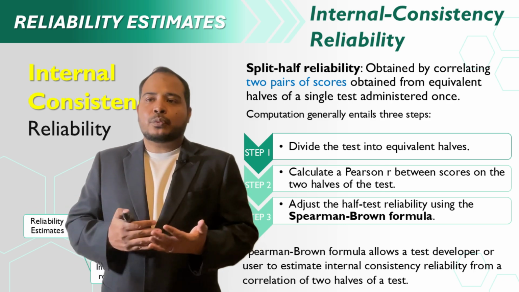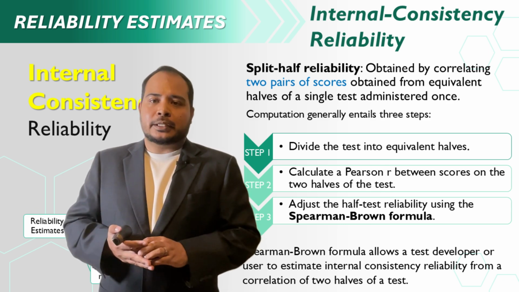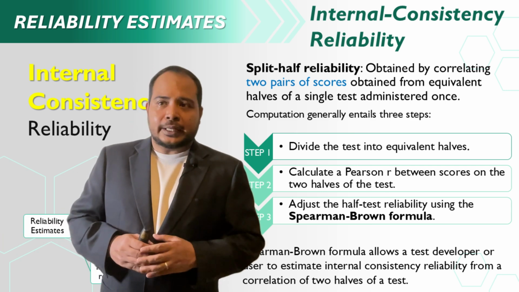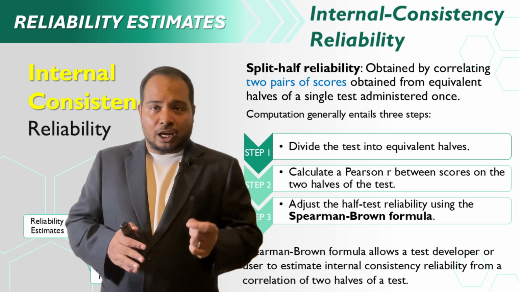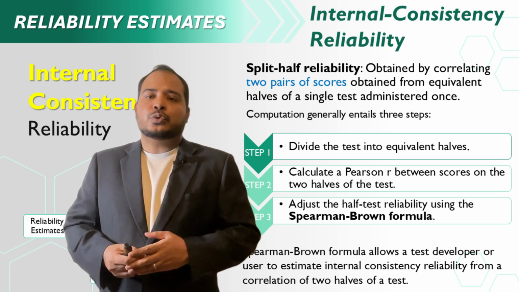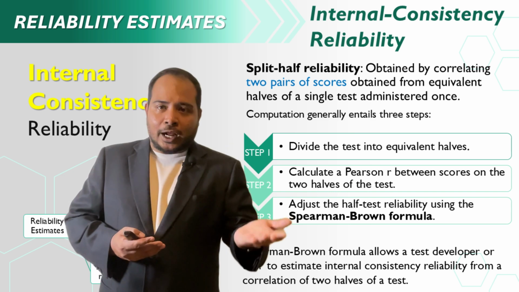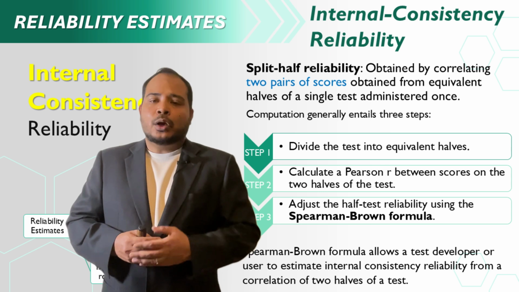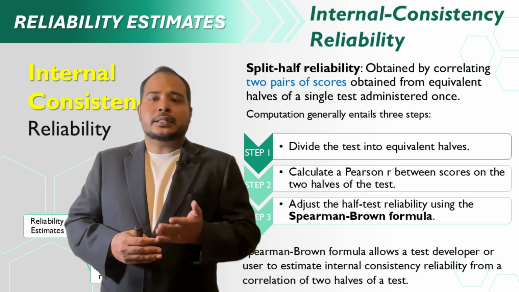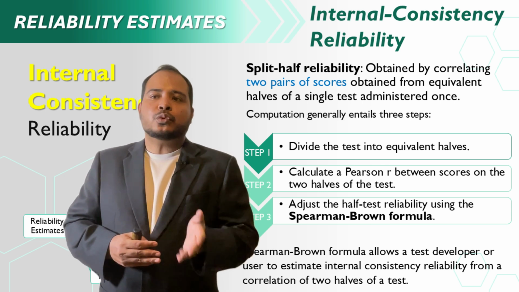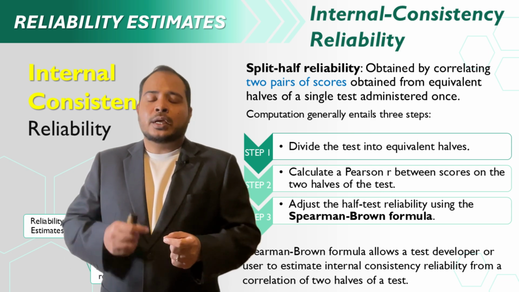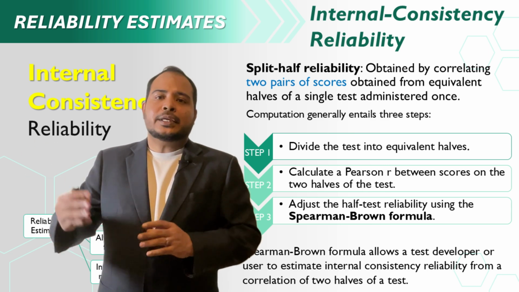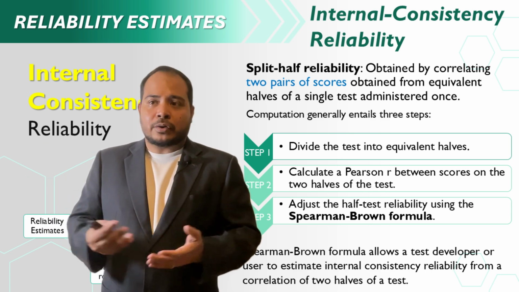So how can we compute this split half reliability? The first step, like I mentioned just now, is to divide the test into equivalent halves. If you have 20 items, you divide into two halves, 10 items in one half and another 10 items in the other half. And then we calculate Pearson r, which is the correlation, between scores on the two halves of the test.